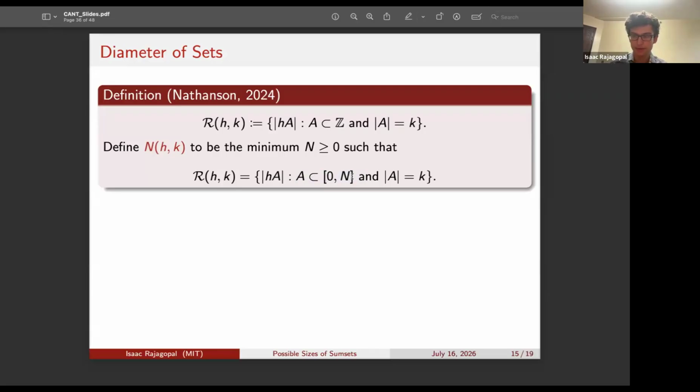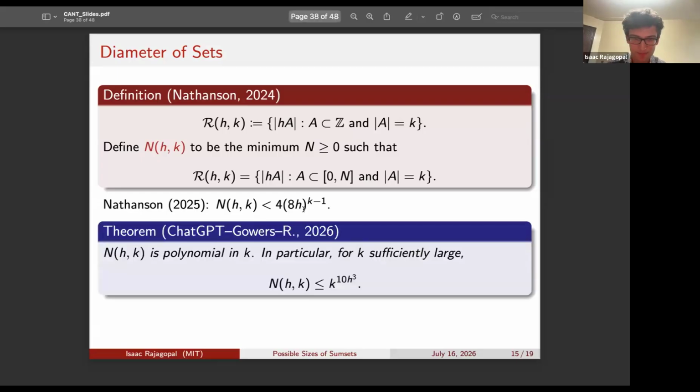Tim Gowers was playing around with ChatGPT, putting in various Nathanson problems. The first thing is, using general techniques, Nathanson gets a bound on this which is exponential in k. I'm going to state a theorem, which is that n of hk is polynomial in k. And there are, I guess, strange authors of this theorem: it's ChatGPT, Gowers, and me.